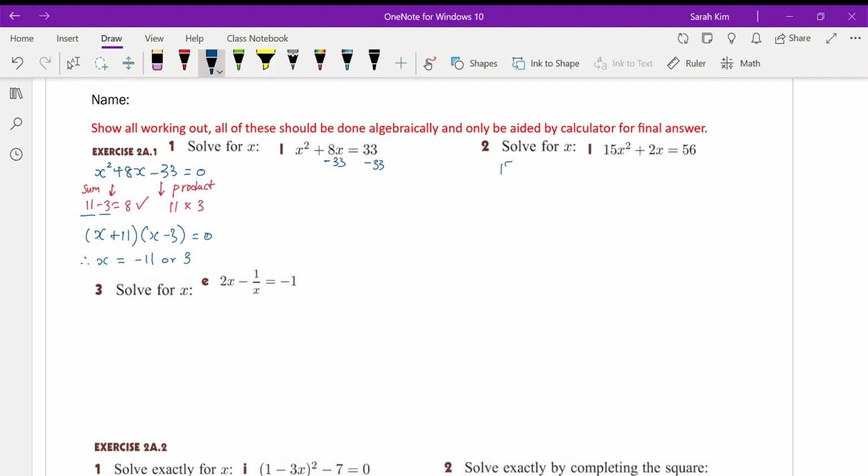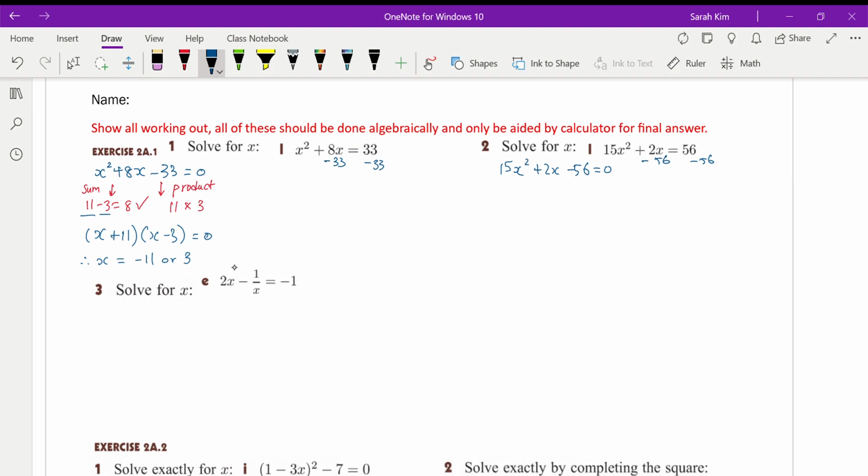Moving on, same process, make sure everything is on one side. So I did minus 56, and then I may begin. So with this one, I can't really see a common factor. This isn't difference of two squares because there's more than two terms. This can't be perfect squares because I can't square root these two terms.